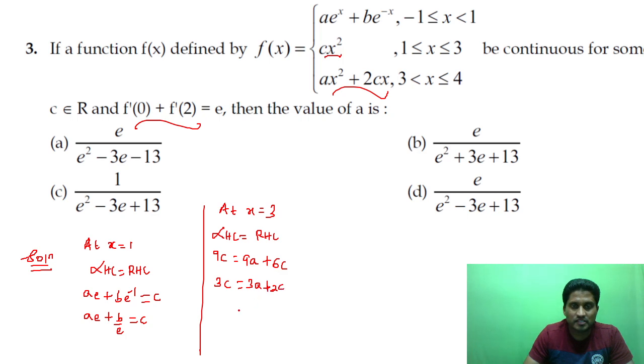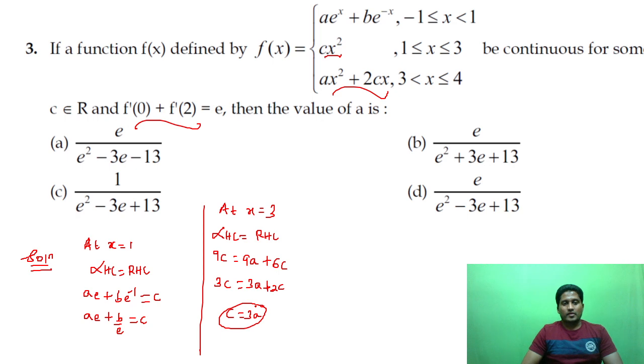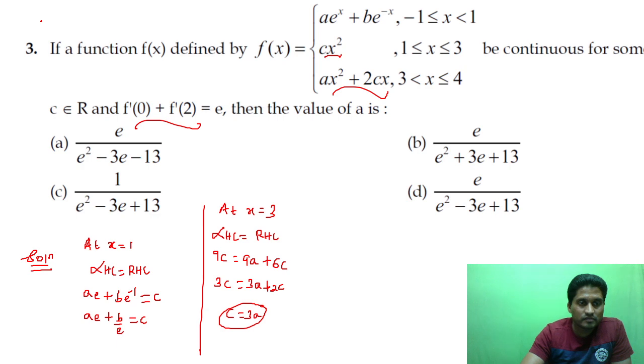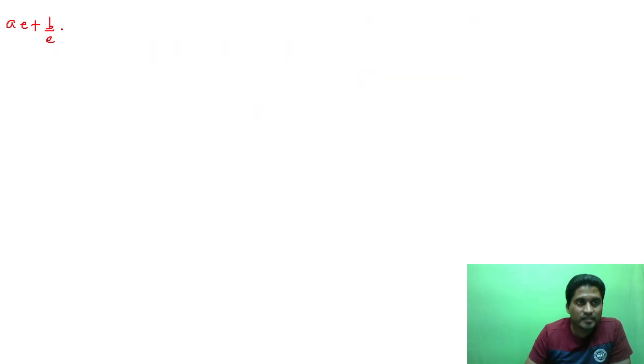So this means that C is equal to 3A. I got C in terms of A. I will write B also in terms of A. So this can be written as A into e plus B upon e is equal to, okay, C is equal to 3A.